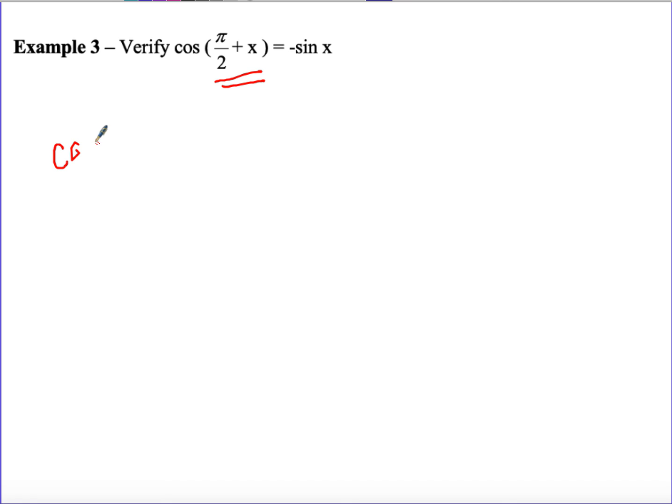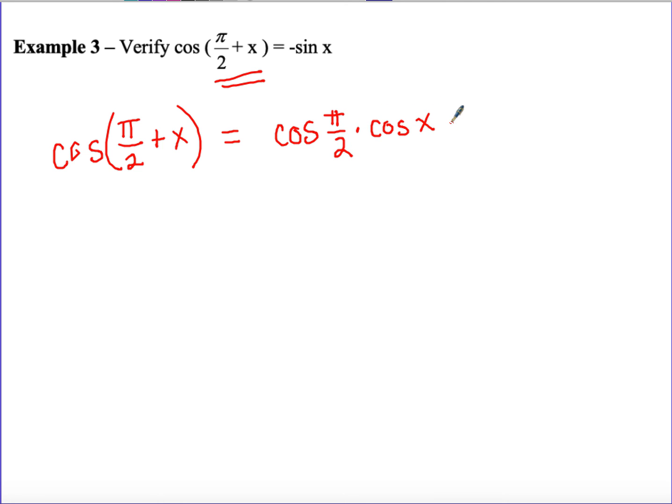So I start by writing down the side that we're beginning with. So that's the cosine of pi over 2 plus x. And now I'm going to use the sum and difference identity with the cosine. So that gives me cosine of pi over 2 times the cosine of x minus the sine of pi over 2 times the sine of x. Now, as we were verifying, we said one thing that we want to do is say, well, what do we want our final answer to be? What are we looking for? And in this case, it looks like we're looking for negative sine as our final answer.